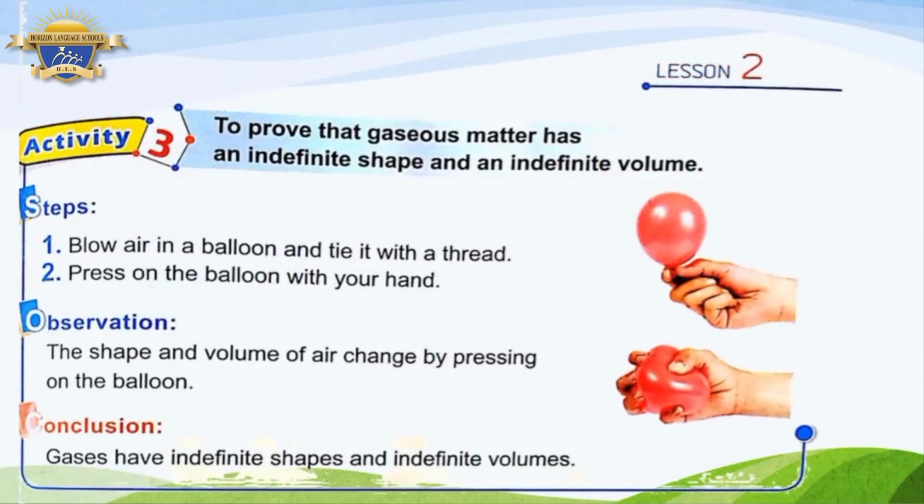Blow air in a balloon and tie it with a thread, and press on the balloon with your hand. What will happen to the shape of the balloon? Observation: the shape and volume of air change by pressing on the balloon. Why did this happen? Because gases have indefinite shapes and indefinite volume.